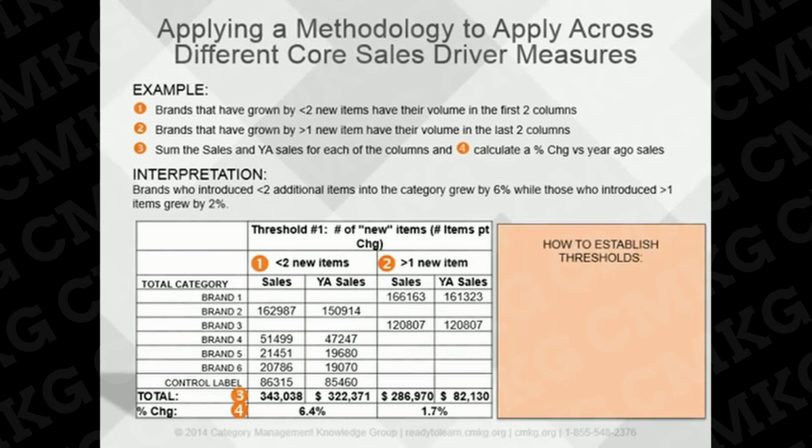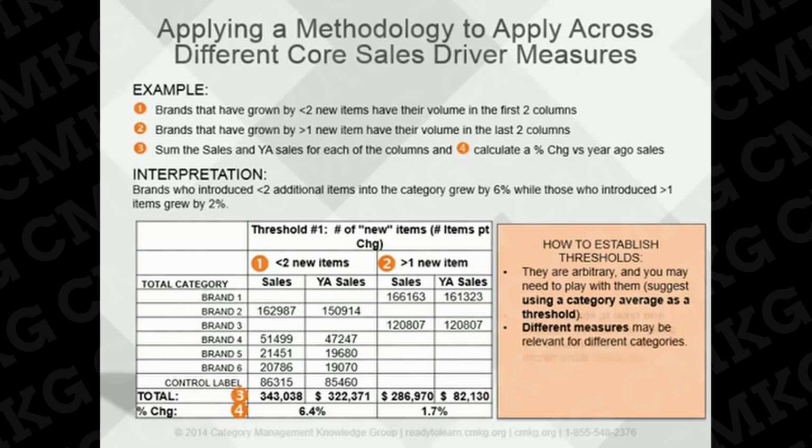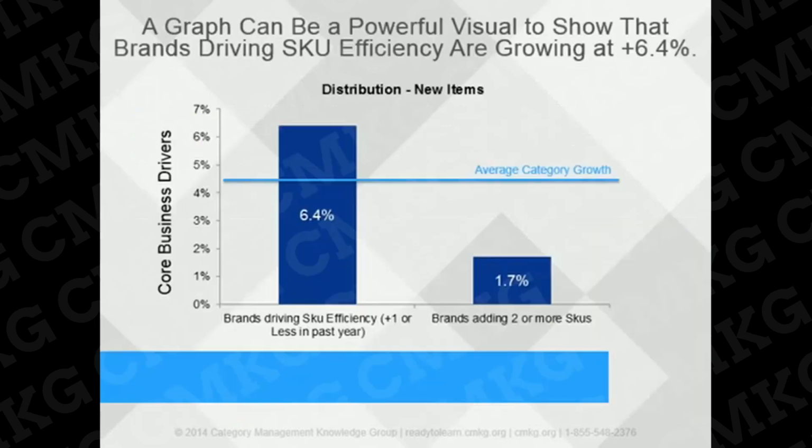So how do you establish the right thresholds? They are arbitrary, and you may need to play with these thresholds or use the category average as the threshold. Also, different measures may be relevant for different categories as well. You should include at least 1 measure across each of product availability, pricing, and promotion, also including baseline and incremental measures.